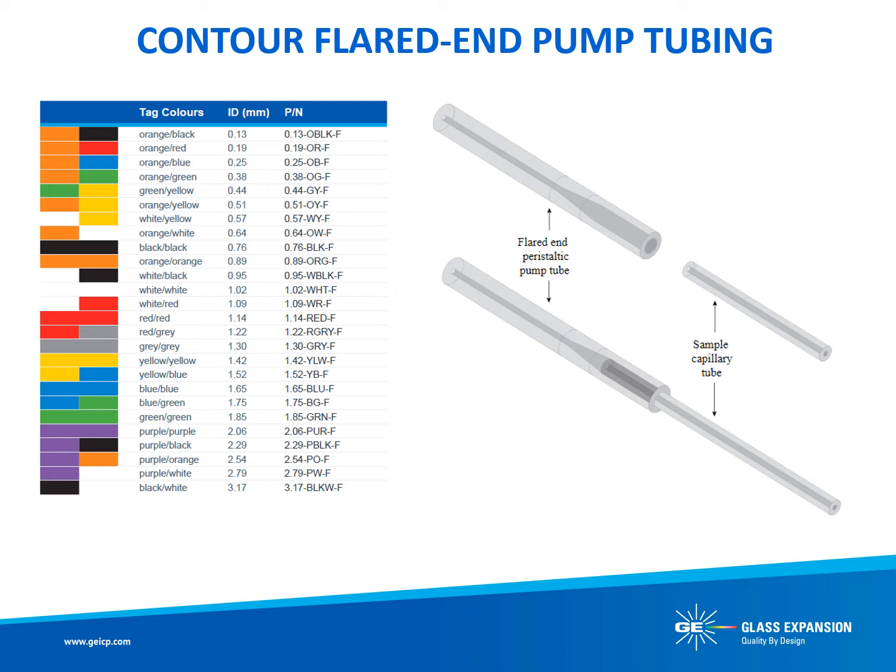To facilitate this connection, Glass Expansion supplies a Contour range of flared end pump tubing. The flared end of this pump tubing allows the larger sample capillary tubing to be inserted. The flaring process is also trace metal free to avoid any source of contamination. Available for Contour flared end tubing for all the tubing we supply, including PVC, Tygon, Santoprene, and Viton.